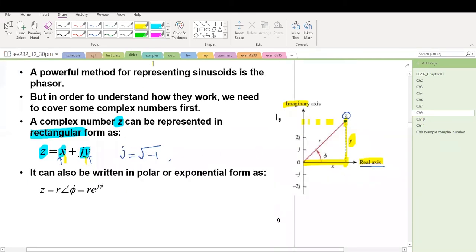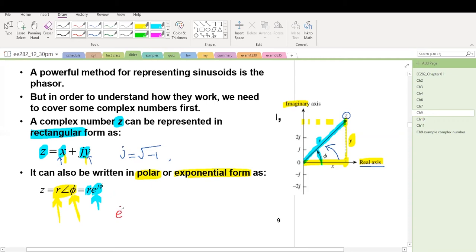A complex number can also be represented in other formats. One is polar form, the other is exponential form. This is the polar form. It can be represented by the magnitude r and the angle phi. In this case, the magnitude of z is r, the angle is phi. The direction of phi is counterclockwise. The complex exponential expression is r e to the power j phi.